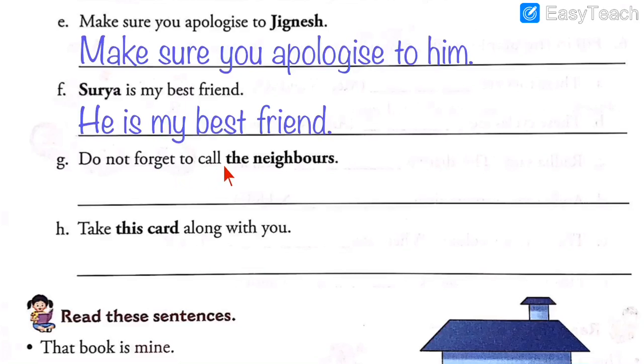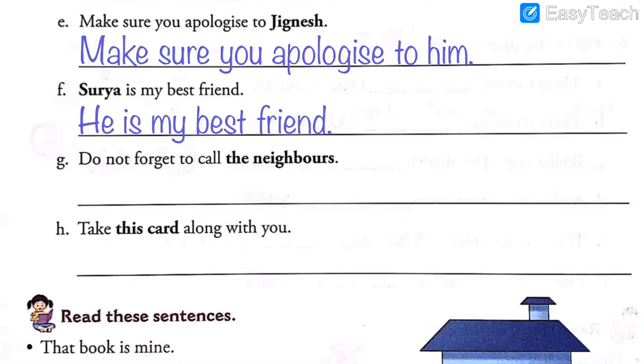Number 7. Do not forget to call the neighbors. Neighbors are the people who stay nearby, who stay around you, next door. Neighbors means it is more than one, it is plural, as you can see the S. So here we ask the question, whom? Do not forget to call whom? The neighbors. As we asked the question whom, it is an object pronoun and we write them.